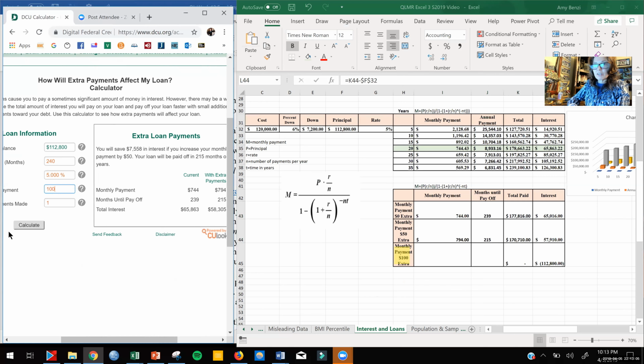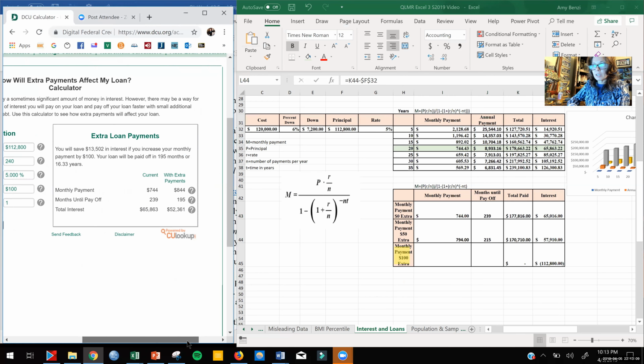All right, so $100 a month, we are going to end up with $844 a month payments.